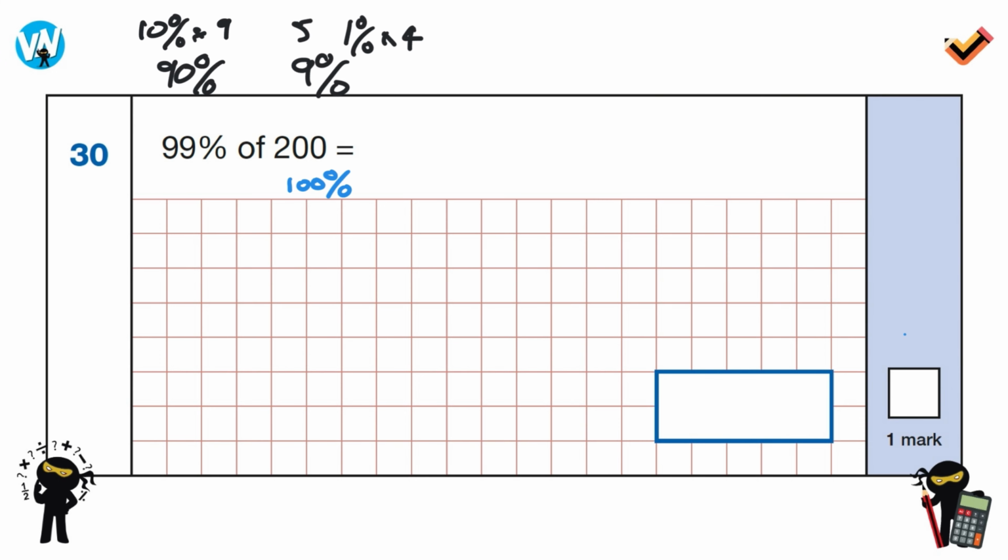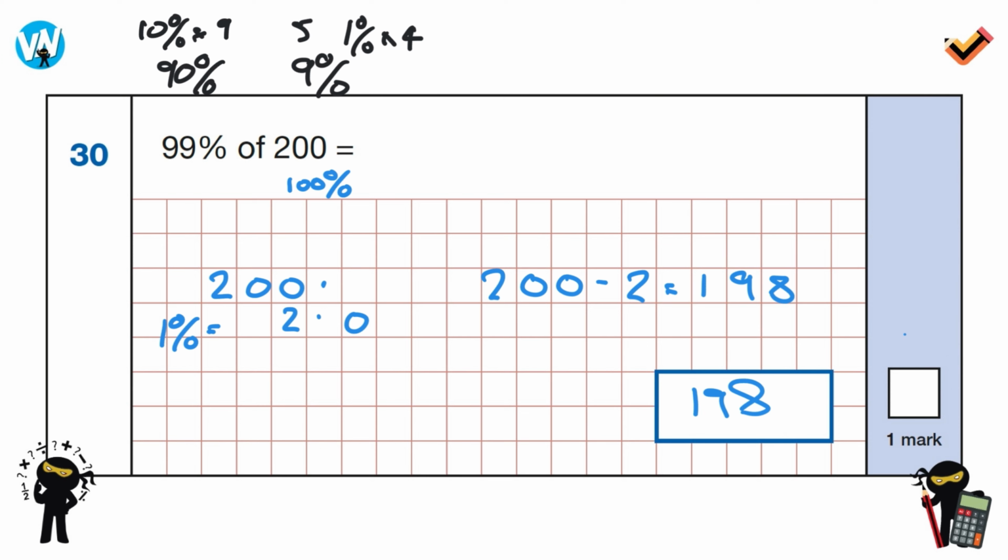So again, you would have 200, decimal, decimal, move everything along 2. So you know that 1% is equal to 2. And then all you're going to do is take 2 away from 200. So 200, take away 2, you know is 198. And that's the answer.